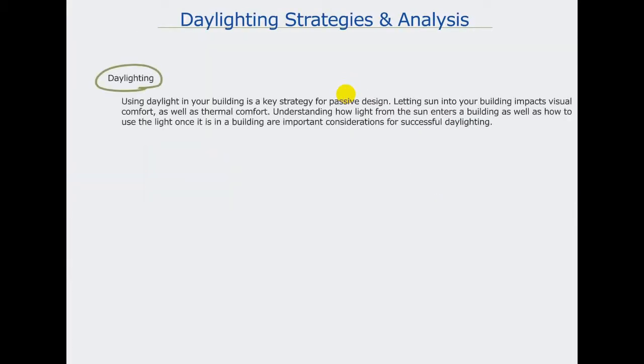First point, daylighting. Using daylight in your building is a key strategy for passive design. Letting the sun into your building impacts visual comfort as well as thermal comfort. Understanding how the light from the sun enters your building, as well as how to use the light once it is in your building, are important considerations for successful daylighting design.